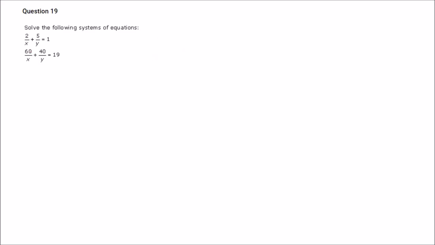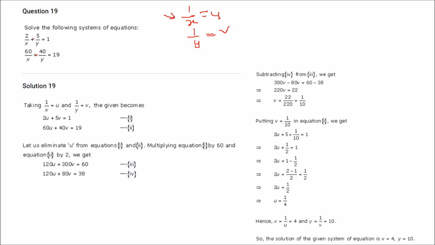Here the question is 2 by x plus 5 by y, and we know how to do it. When we have anything of this sort, 1 by x, then first of all we see whether there is a positive or negative sign, whether we don't have to do this, like substituting 1 by x as u and 1 by y as v. So if there is any possibility, we do it. Otherwise, this is always the solution. So when we put 1 by x equal to u and 1 by y equal to v, this becomes 2u plus 5v equal to 1. This becomes 60u plus 40v equal to 19.